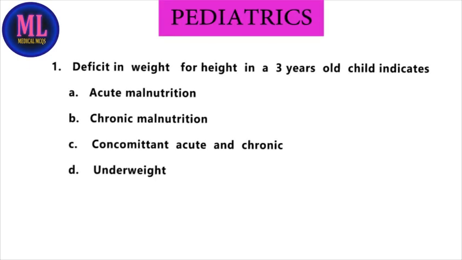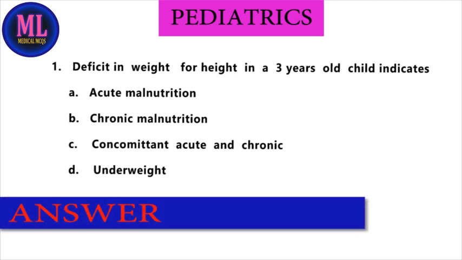1. Deficit in weight for height in a 3-year-old child indicates A. Acute malnutrition, B. Chronic malnutrition, C. Concomitant acute and chronic, D. Underweight. Correct answer is A. Acute malnutrition.